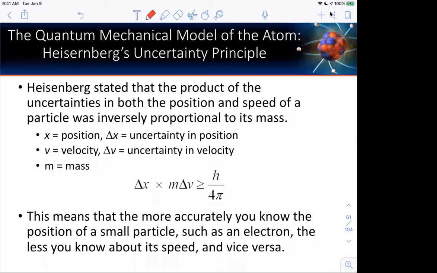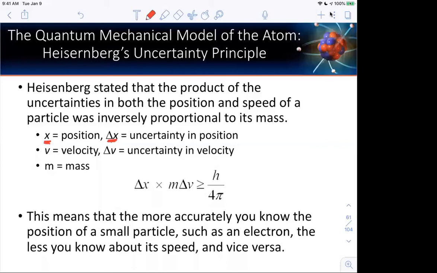So Heisenberg stated that the product of the uncertainties in both the position and the speed of a particle is inversely proportional to its mass. So this is the Heisenberg uncertainty principle in a mathematical description. So this X value is the position. The delta X is the uncertainty. Remember, I could have a delta X that's really large or really small.